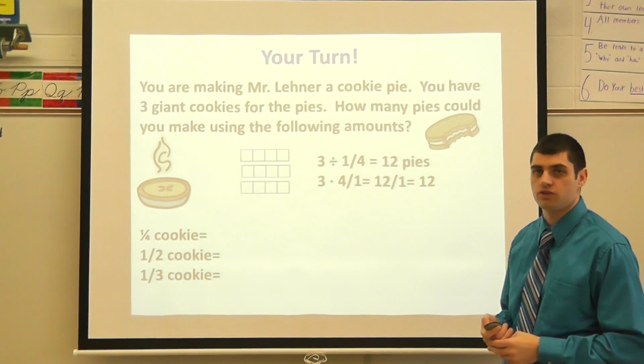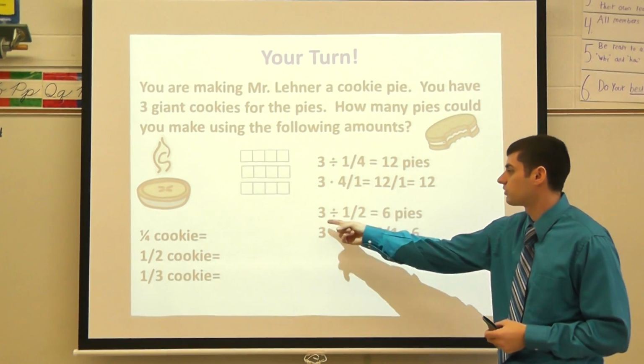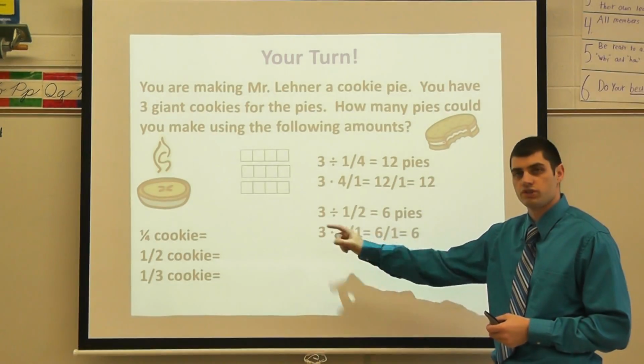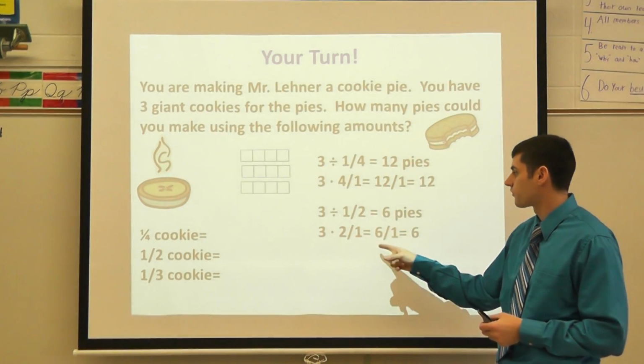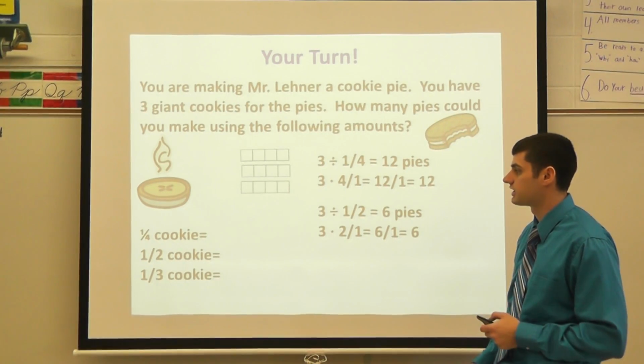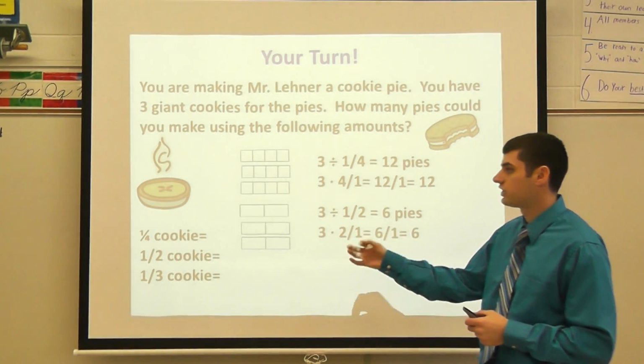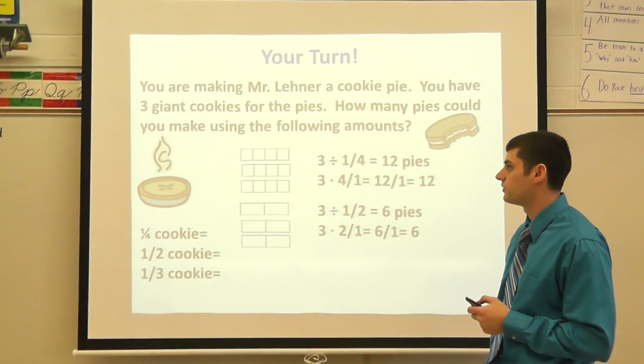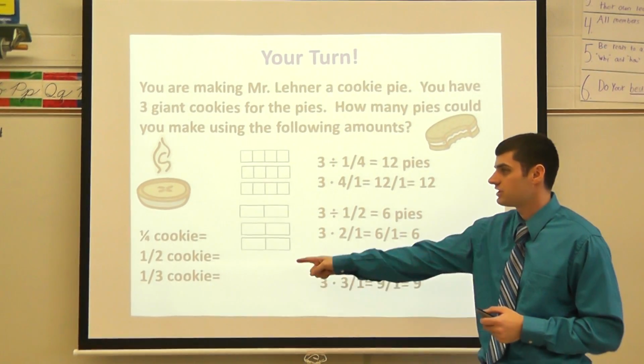Alright, let's look at a half cookie then. So I'm going to take 3 divided by a half. That's going to give me 6 pies. Or use the reciprocal. 3 times 2 over 1 is 6 over 1, which is equal to 6. Now if I were to take my 3 giant cookies and break them in half, there would be 6 possible pies from those cookies.